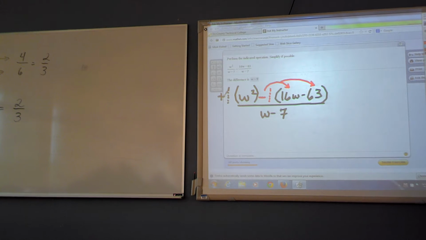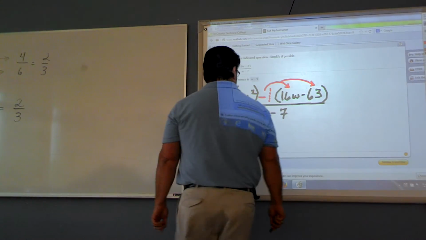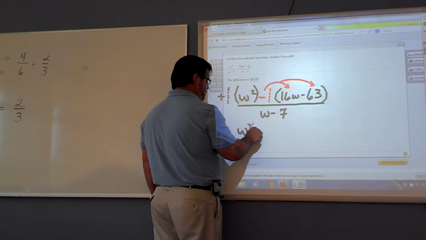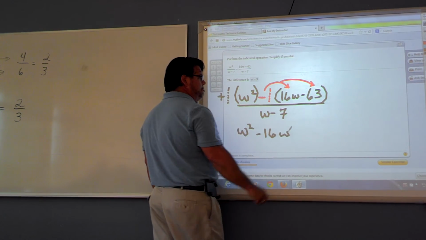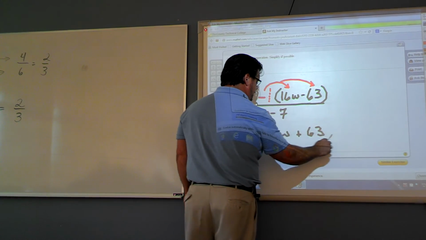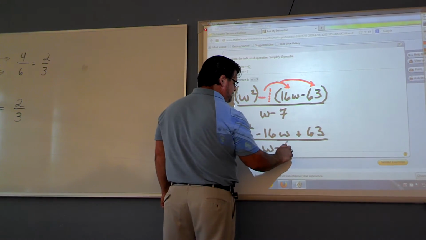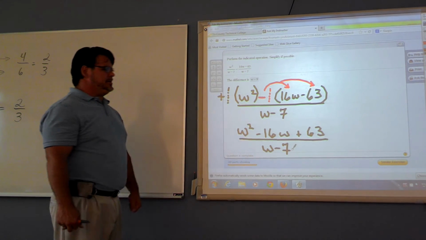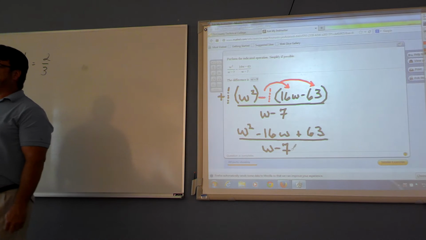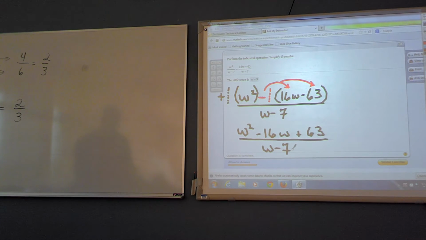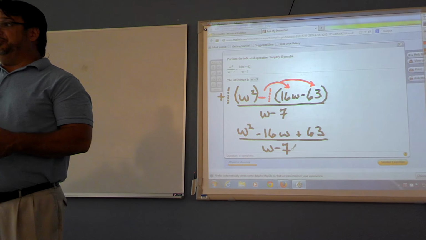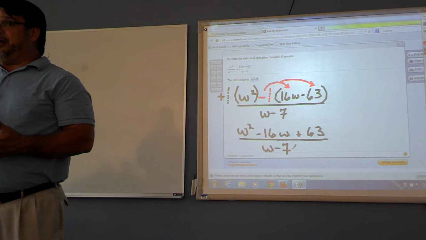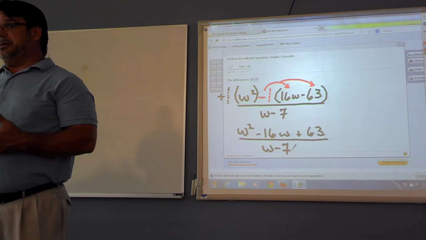All right, so that's gonna give us w² minus 16w plus 63 over w minus 7. Now, at this point, I say to myself, that's 63. 7 times 9 is 63, so I think we might want to try to factor it. As a general rule, if you get a trinomial in your answer, try to factor it, because it may cancel with something.